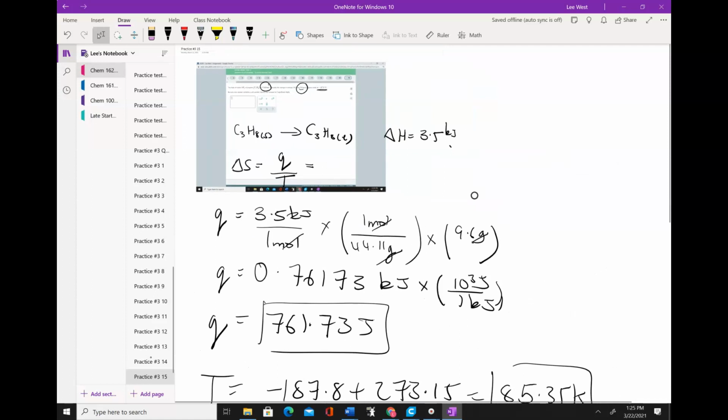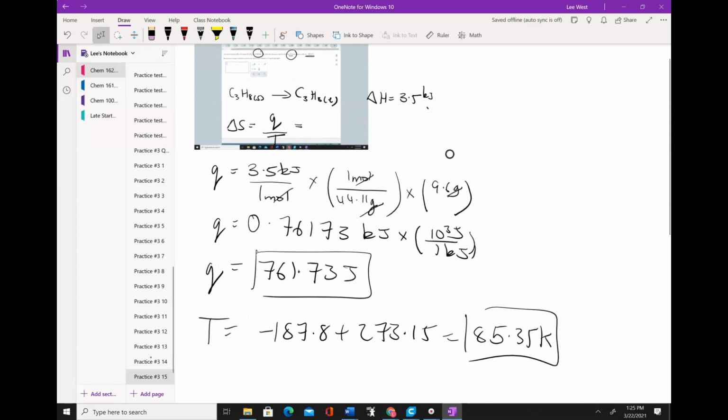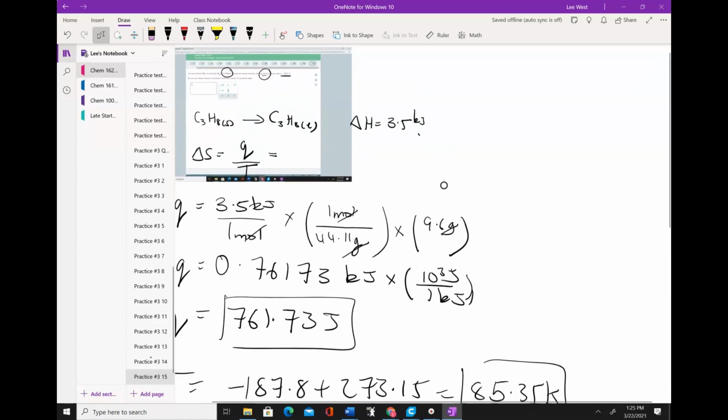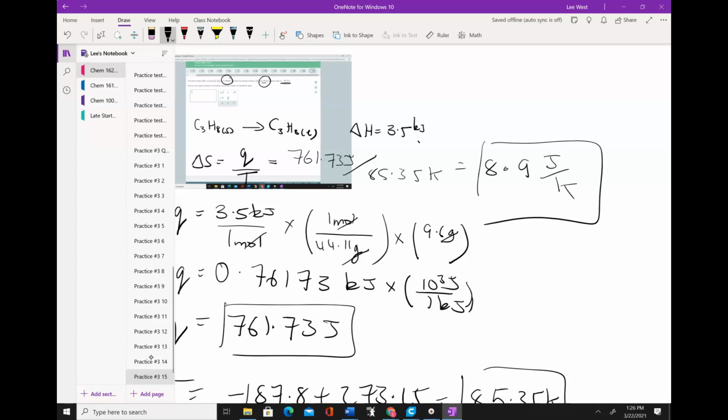It doesn't ask for anything beyond that. It doesn't ask for particular units, so I'm just going to do it as joules per Kelvin because that's the conventional unit for entropy. Okay, so 761.73 joules on 85.35 Kelvin. Let's see what we get. 761.73 divide second function answer ends up being 8.9. Now it gives 2 sig figs, joules per Kelvin. So I'm pretty happy about that.